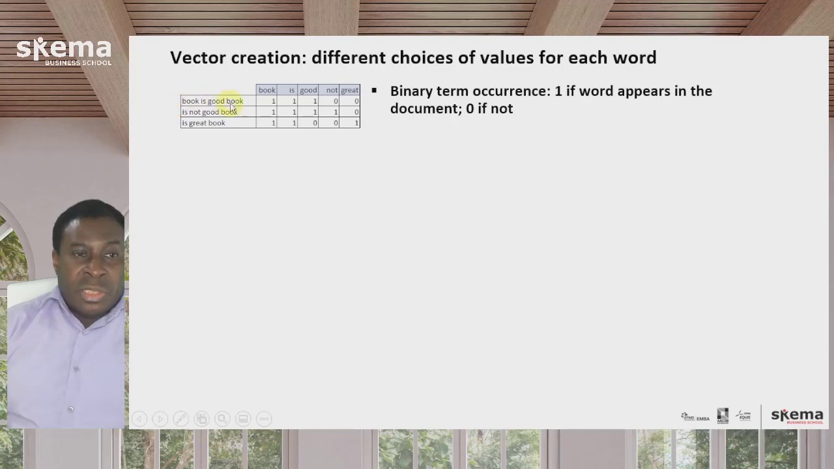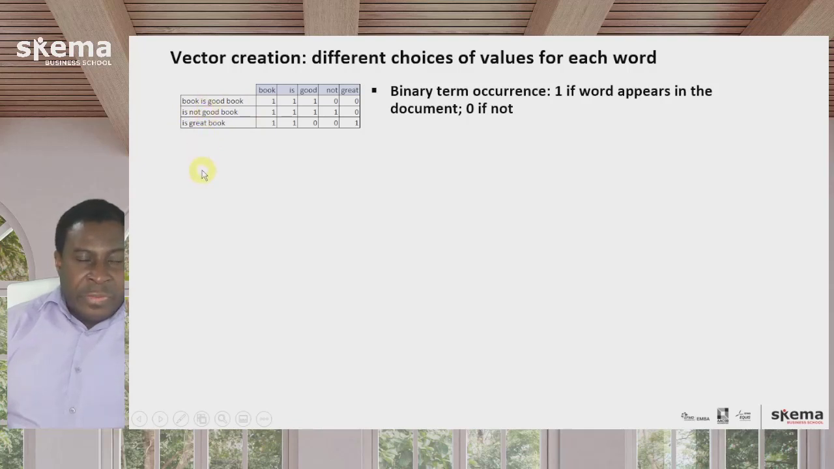One is book is good book. We'll keep the grammar simple. We'll say book is good book. Another says is not good book. And the third says is great book. So binary term occurrence looks at all the different words that might occur here. There's book, is, good, not, great. Those are all the possible different words that occur here.